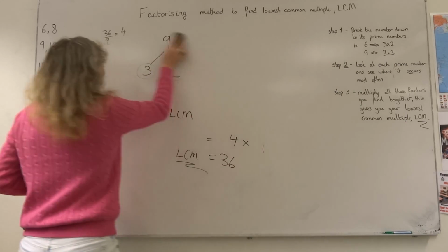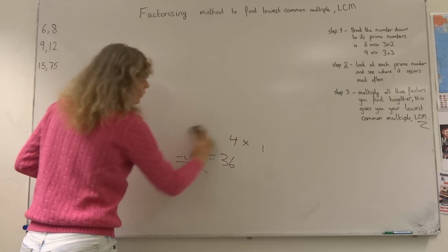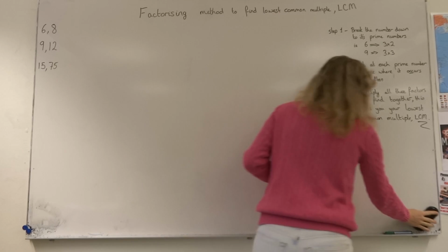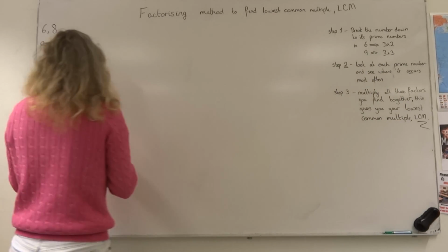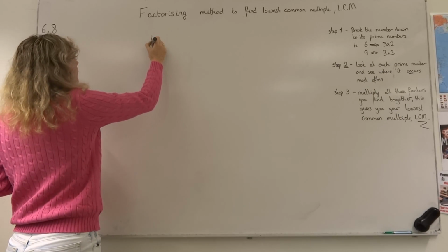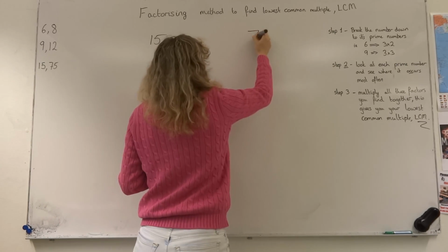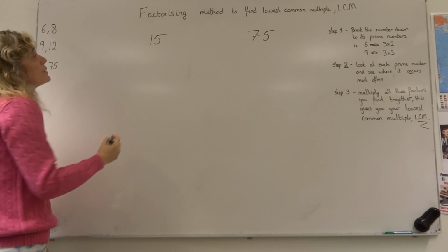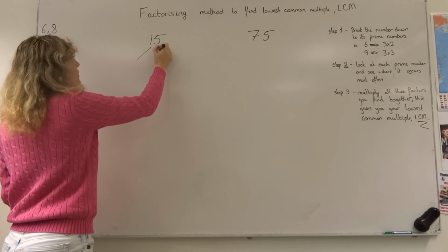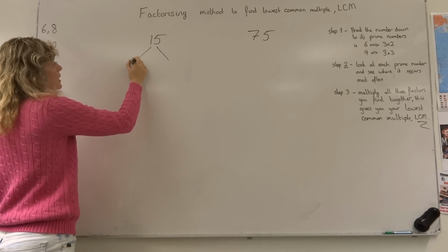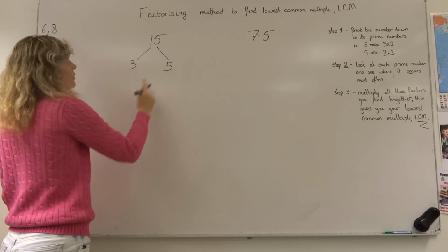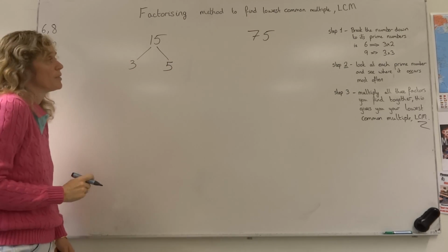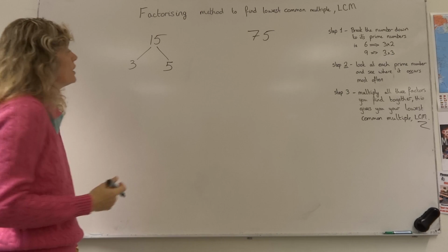Let's try one more. If the question says, find the lowest common multiple of 15 and 75. First thing we do is break the number down into its prime numbers. 15 can be represented as 3 times 5. Both of these are already prime numbers, so we don't have to go down any further.